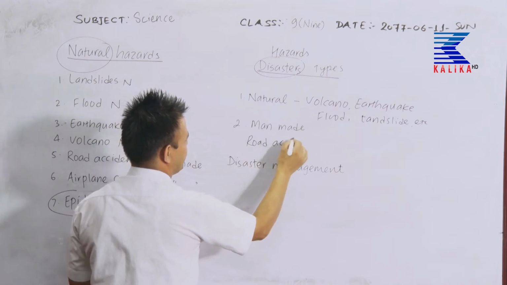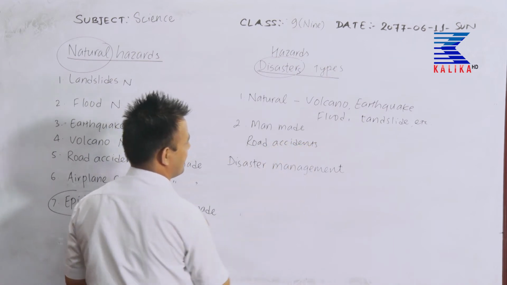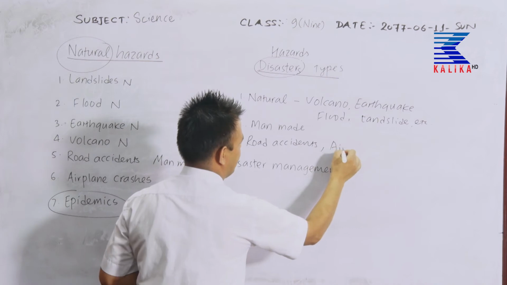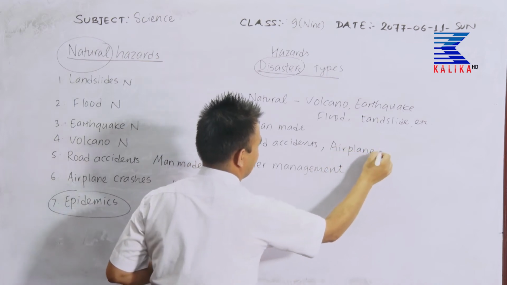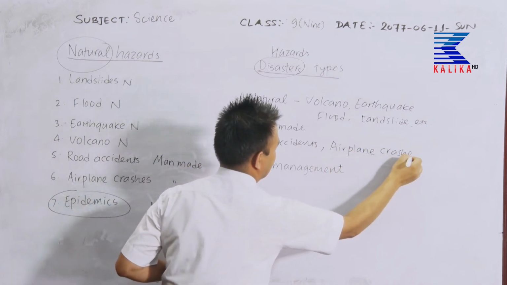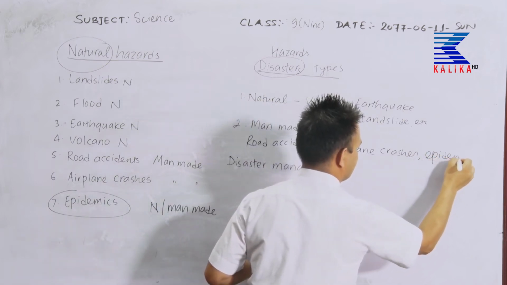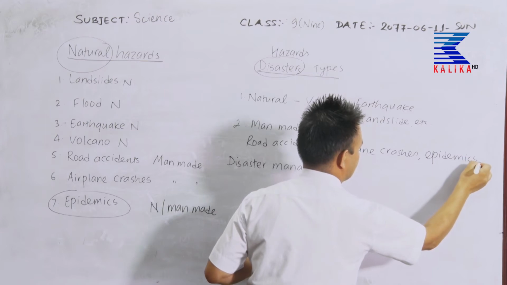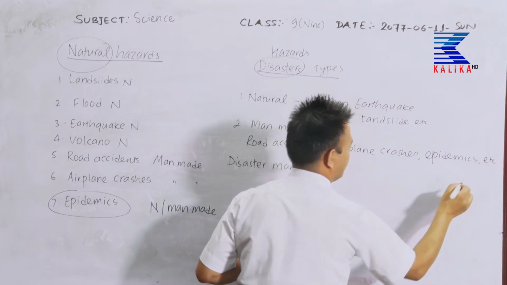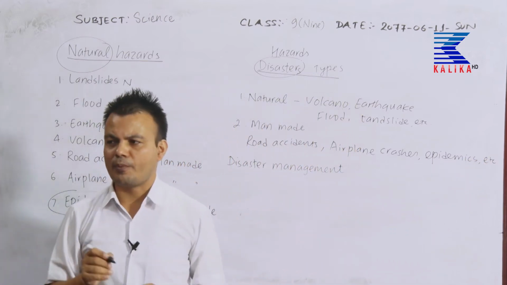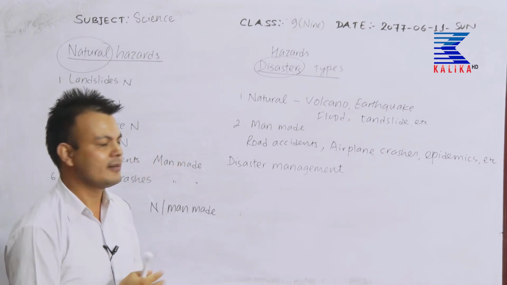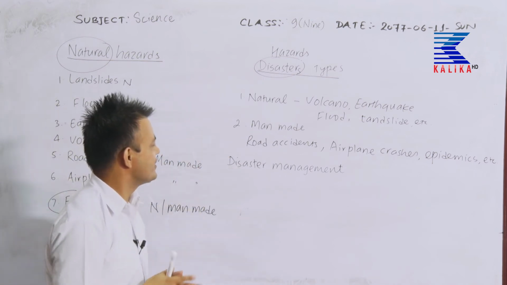Road accidents. Airplane crashes. Epidemics, meaning spreading disease like COVID-19. Train accidents and bomb explosion. These are the artificial or man-made hazards.